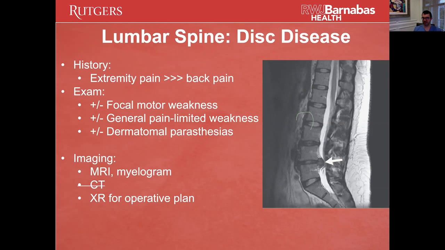Sometimes you can't get that because different sorts of stimulators and pacemakers are becoming very popular and common in the population. So if you can't get an MRI, then you get a myelogram, which is basically an intradural injection of contrast dye and then a CT. But the CT won't give you the answer for this alone. The X-ray can be useful for operative plan because that shows us alignment and instability and helps us to determine fusion versus simple decompression.